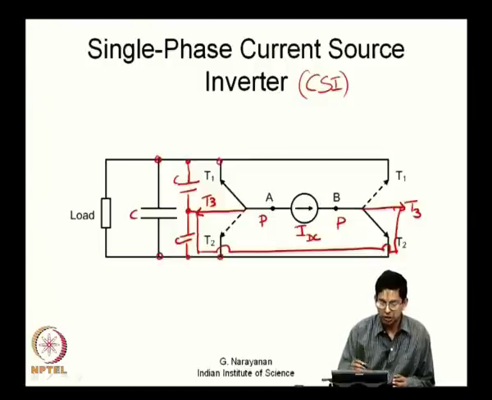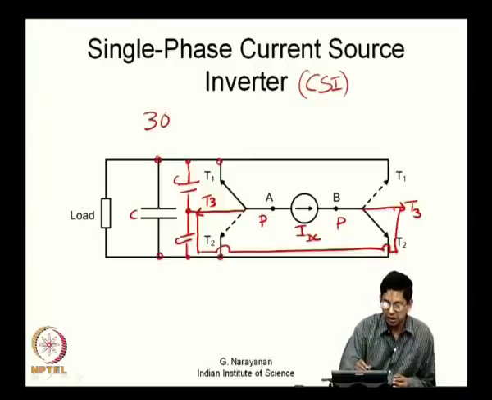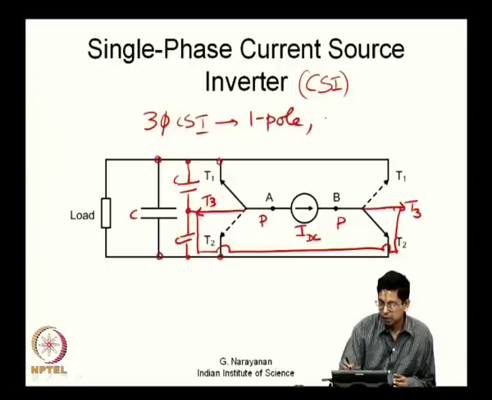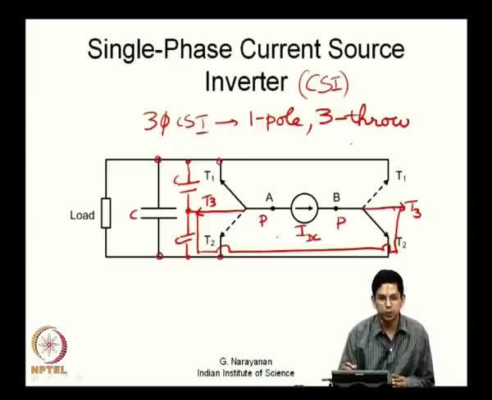So, for a 3-phase CSI, what do you need? You need a single pole triple throw switch. You need single pole triple throw switches. How many numbers? 2 numbers.